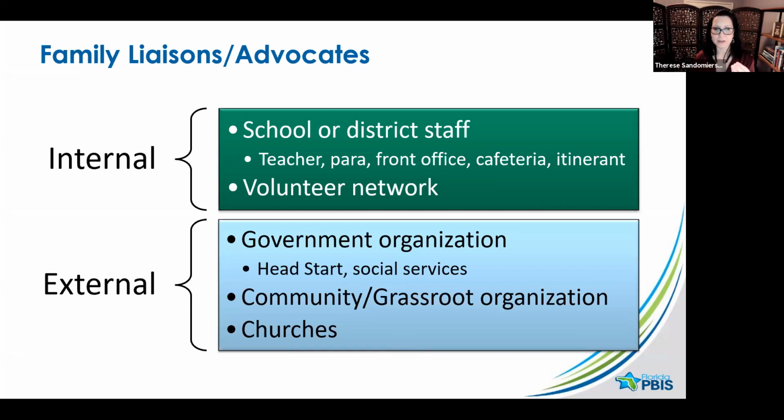If that's not available, then start looking a bit more broadly within your community. Look at your Head Start, your social services organizations. Sometimes there are staff within those organizations that have positive relationships with the families you're trying to reach. There are also community or grassroots organizations and also local churches, right? So we have a community around us. We just need to tap into that community to reach the families we need to reach.